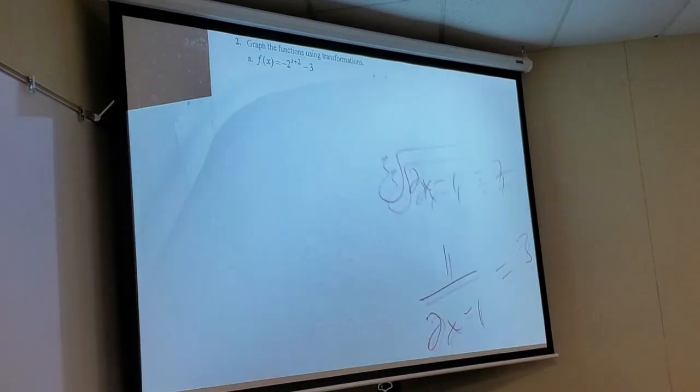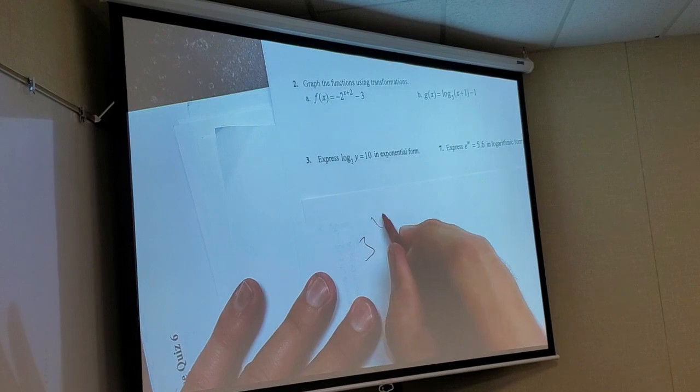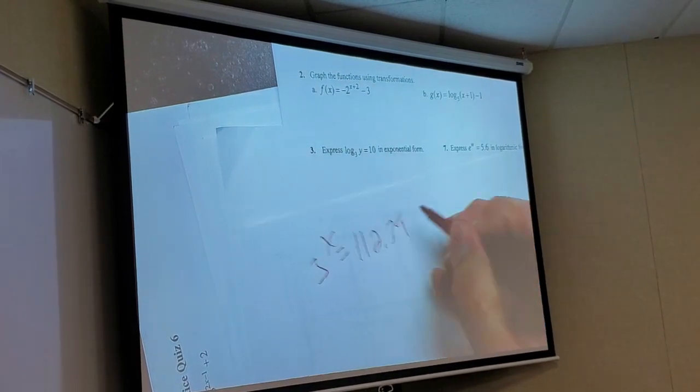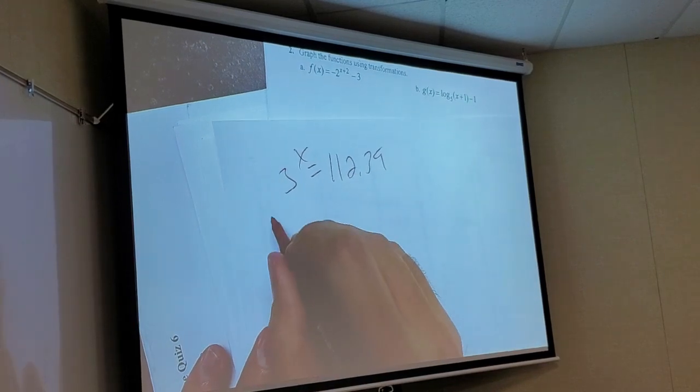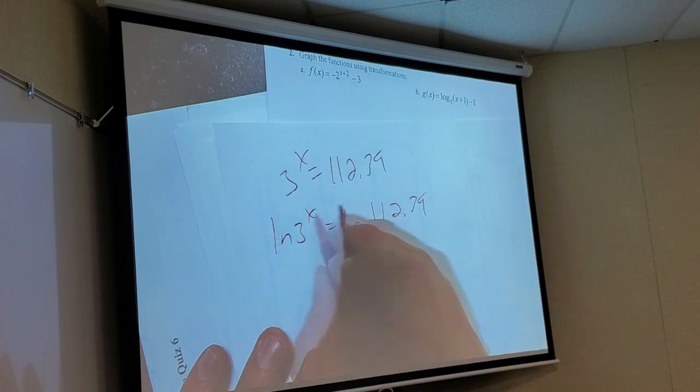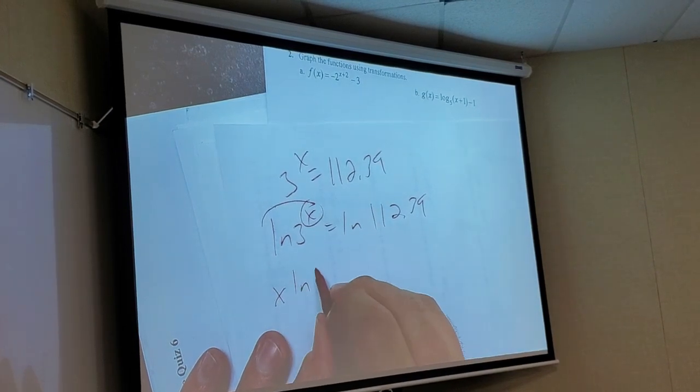I want to show you something, guys, real quick. This problem here, what was it again? 112.39. How do I solve this problem again? Take the log of both sides. You could take the log or the natural log, it doesn't matter. I'm going to write more than normal. And then the x comes down.